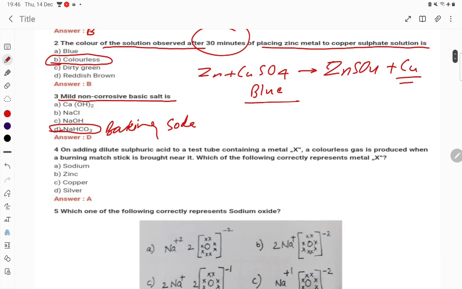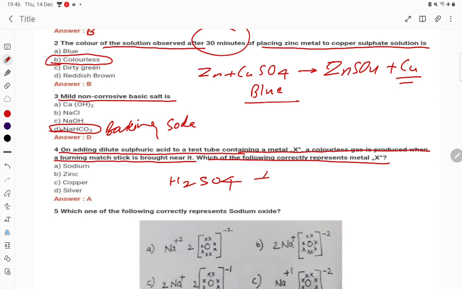So on adding dilute sulfuric acid to a test tube containing metal X, a colorless gas is produced. A burning matchstick is brought near it. Which of the following correctly represents X? So dilute sulfuric acid is H2SO4, student. X can be sodium, student. A colorless gas is produced. So if you are taking sodium, Na2SO4 plus it will give hydrogen gas.